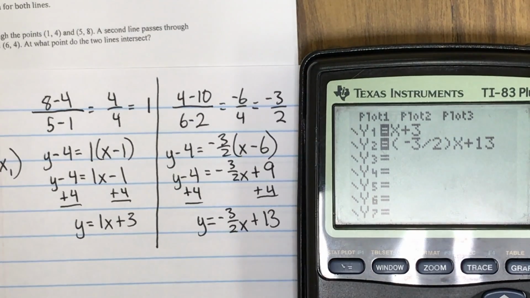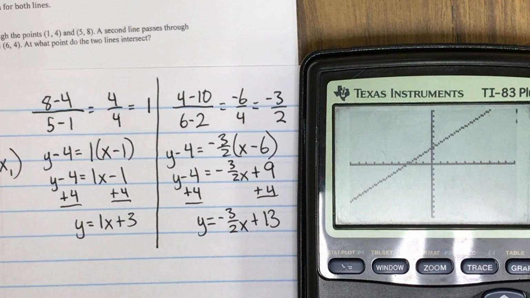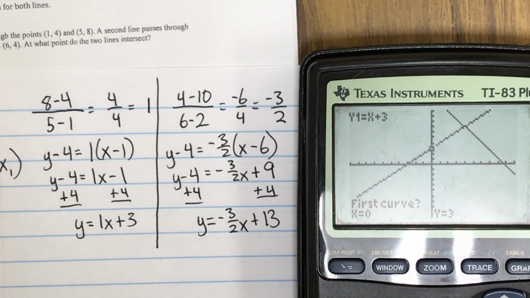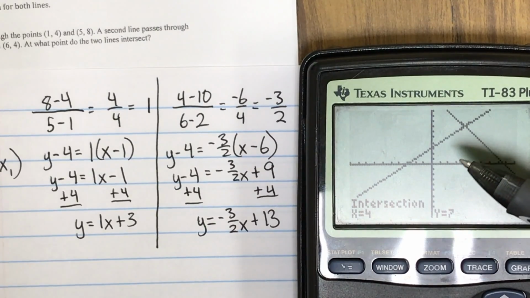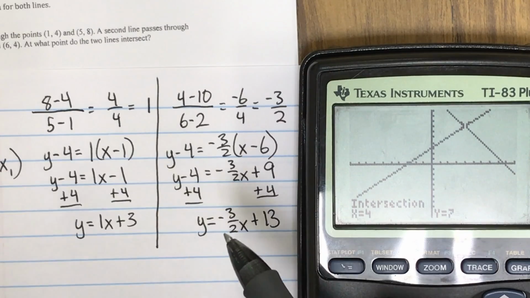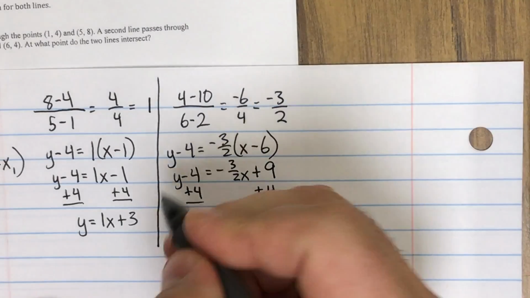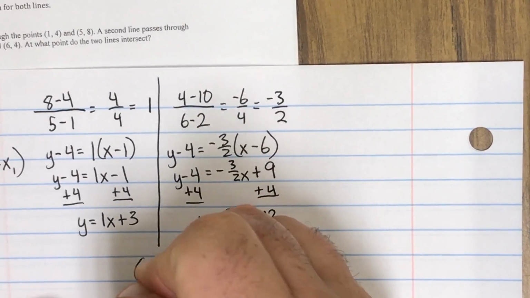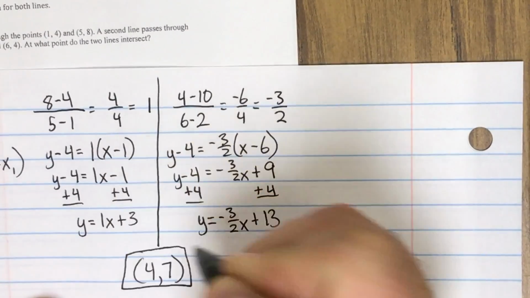Once I have those two in, it's second trace, number 5. We're going to let those lines graph, and then we want to press enter 3 times. 1, 2, 3. So our point of intersection here is the solution to this system of equations. The intersection point is (4, 7). So I'm going to go ahead and write my solution, (4, 7). And there's my answer.